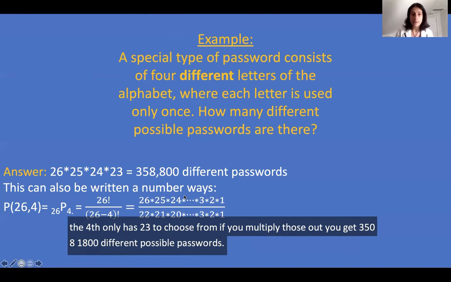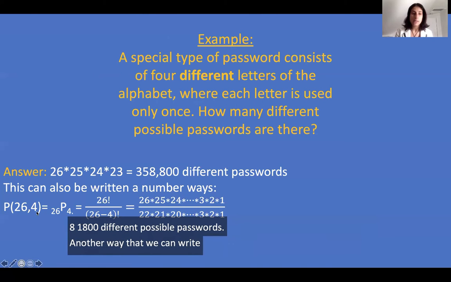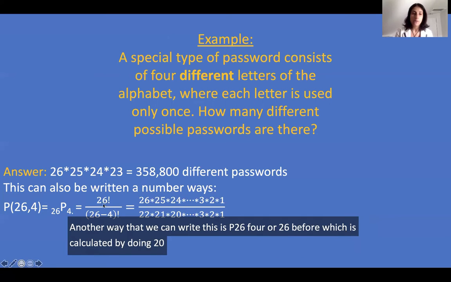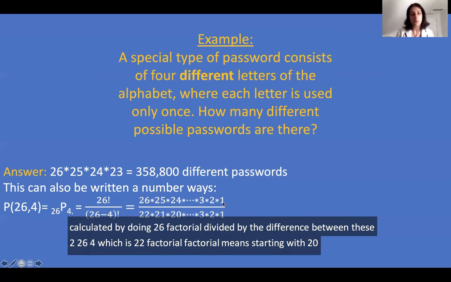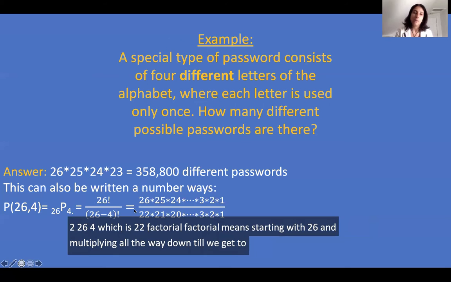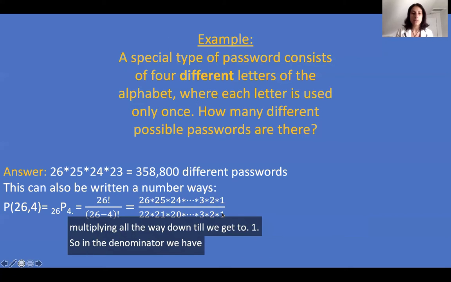Another way that we can write this is P(26,4), or 26P4, which is calculated by doing 26 factorial divided by the difference between these two, 26 minus 4, which is 22 factorial. Factorial means starting with 26 and multiplying all the way down until we get to 1. So in the denominator, we have 22 all the way down until we get to 1.